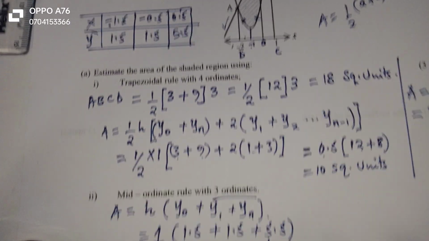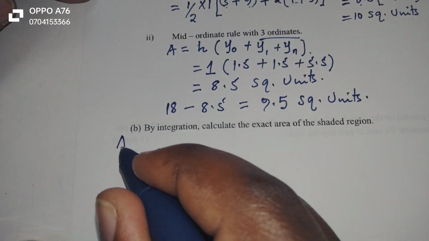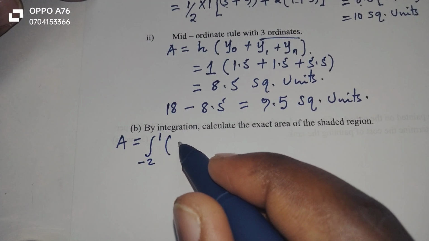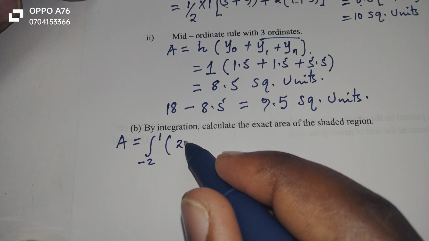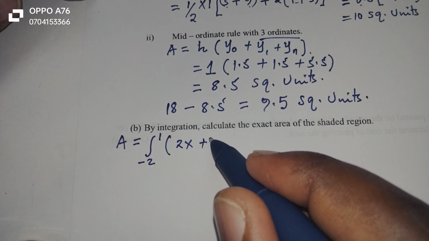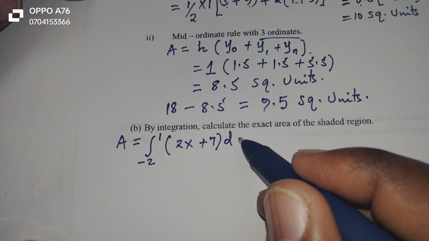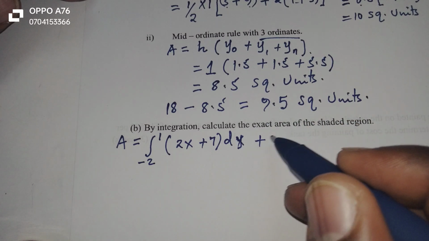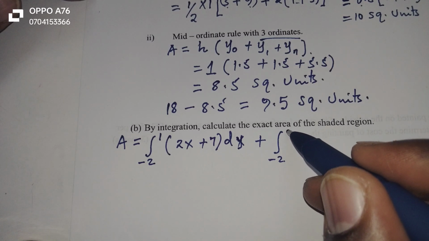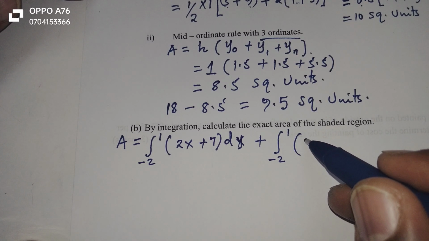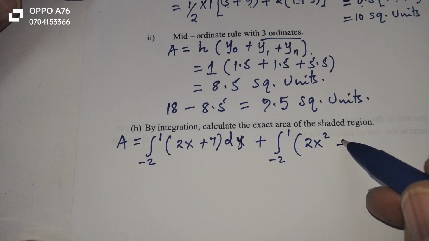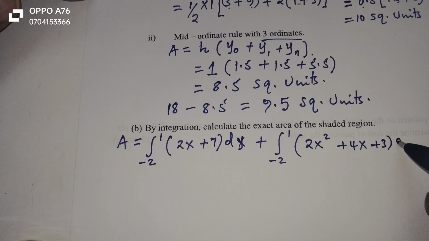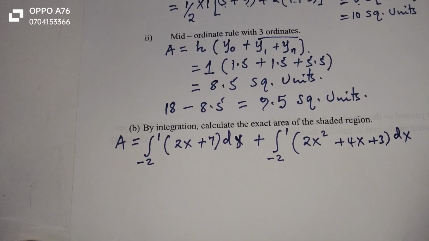So we're going to start now by saying that the area will be given by, when we integrate from -2 to +1, the line, that is 2x plus 7 with respect to x. Then we subtract, again with integration within the same limits, the curve 2x squared plus 4x plus 3 with respect to x. We shall get the area of the shaded part.